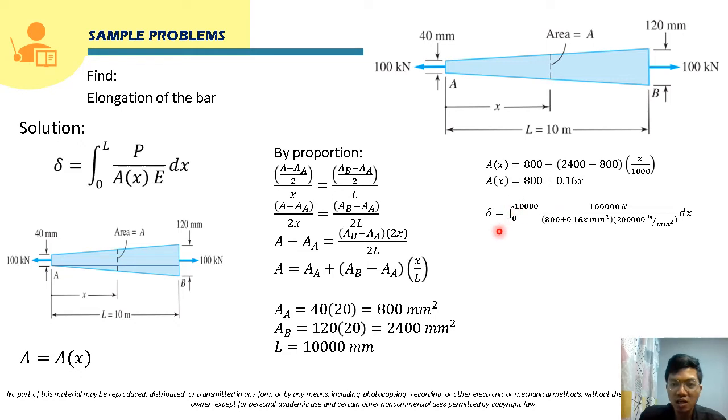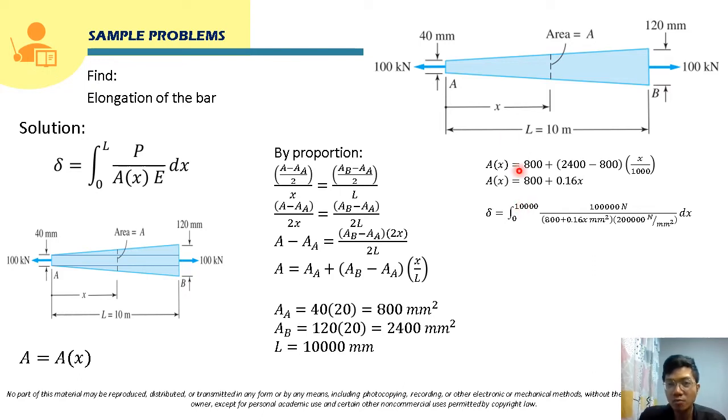Now, substituting that here, we can now substitute that. So this will be the integration of our P, which is 100,000 Newton, since this is 100 kilonewton, and then dx over A of x, which is 800 plus 0.16x, times our E. The given E is 200 gigapascal, so that will be 200,000 megapascal, which is Newton per millimeter squared, right? From here, our limit will be from 0 to 10 meters, so that will be from 0 to 10,000 millimeter.